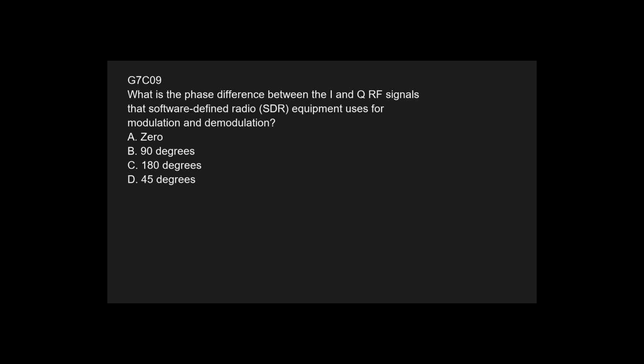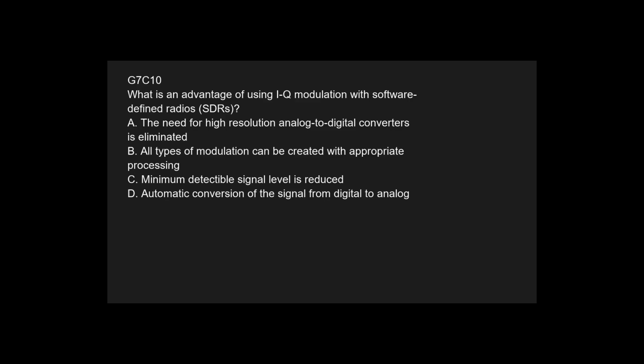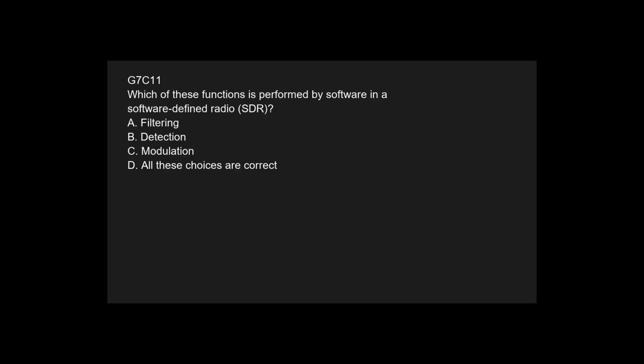Question: what is the phase difference between the I and Q RF signals that software-defined radio, SDR, equipment uses for modulation and demodulation? The correct answer is B. 90 degrees. Question: what is an advantage of using IQ modulation with software-defined radios, SDRs? The correct answer is B. All types of modulation can be created with appropriate processing. Question: which of these functions is performed by software in a software-defined radio, SDR? The correct answer is D. All these choices are correct.